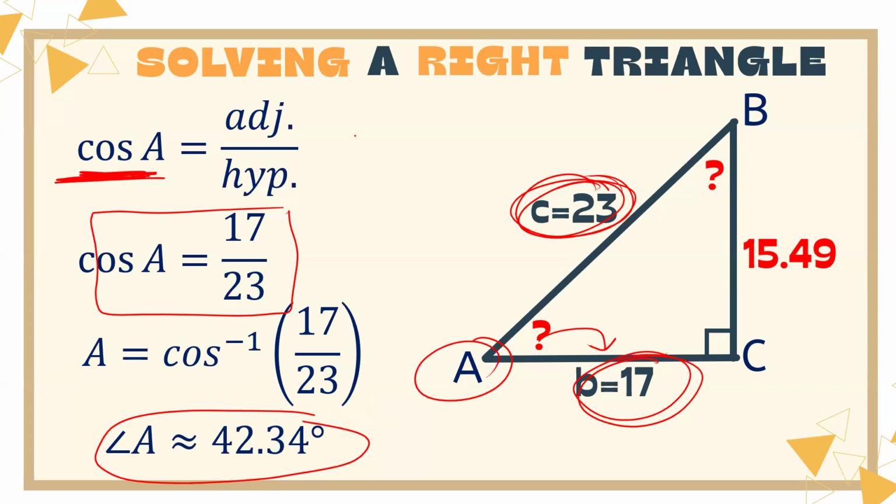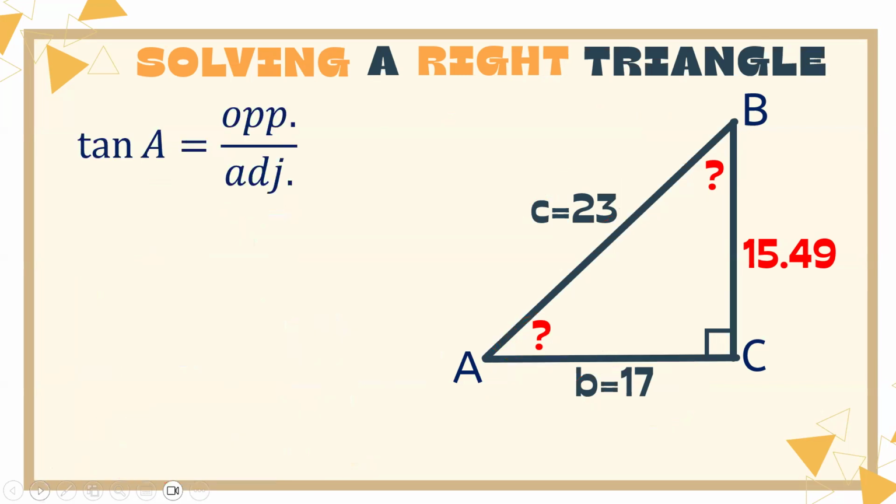So whether you use SOH, CAH, or TOA, you are expected to get the same measure for that particular angle. If you did not get the same measure, then you might need to review your answer so that you'll be able to refine your calculations. Did you get that, class? Very good.